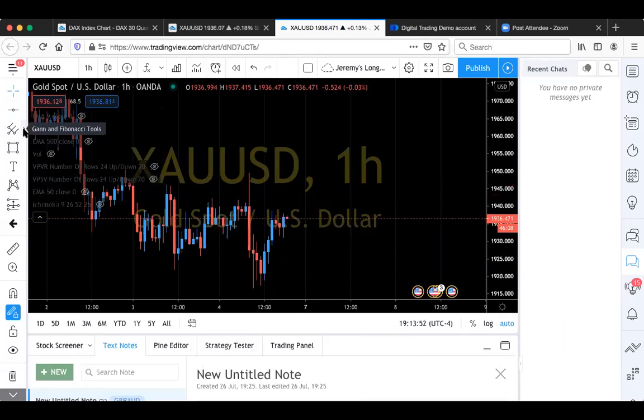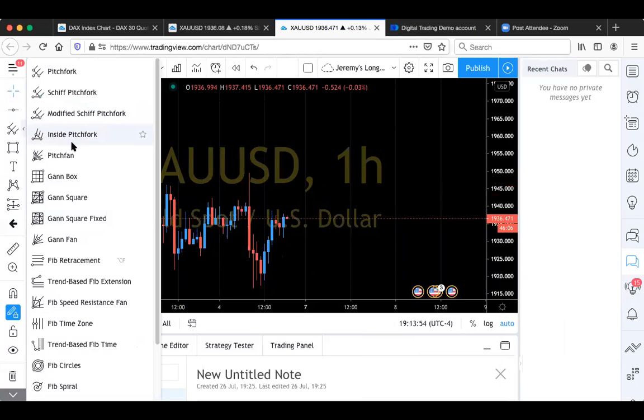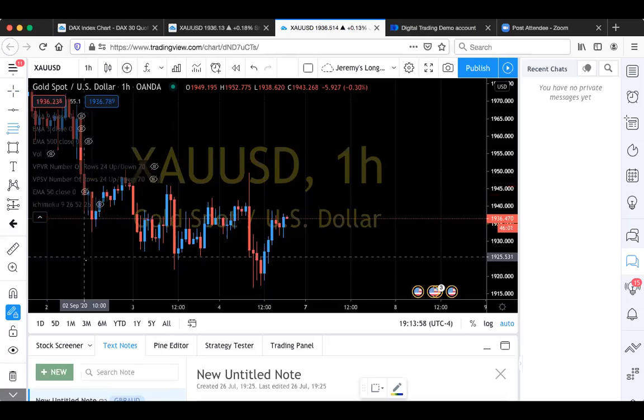And then how you find the Fibonacci is this pitchfork right here. You click this, and then you go down here to Fibonacci retracement. So write this down. There's a rule that every pullback is at least gonna pull back to at least the 50% line or the 618.